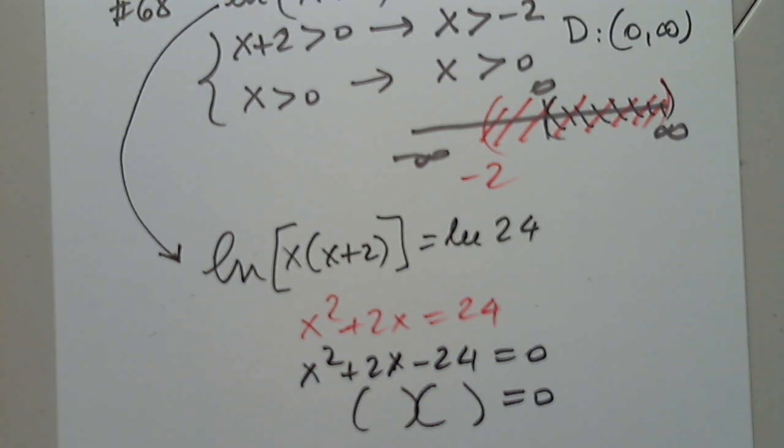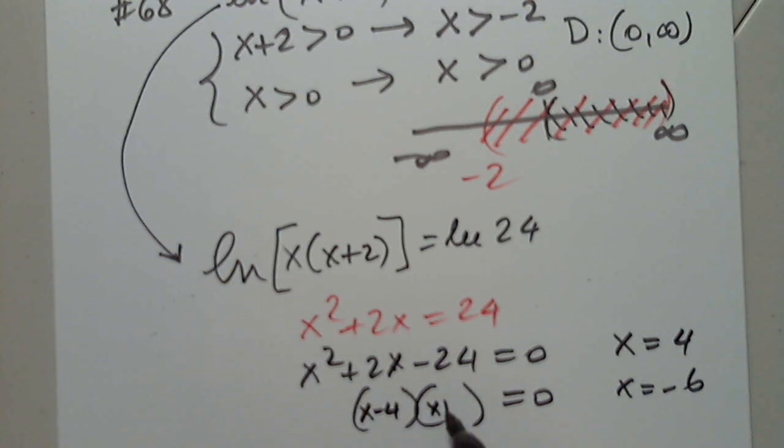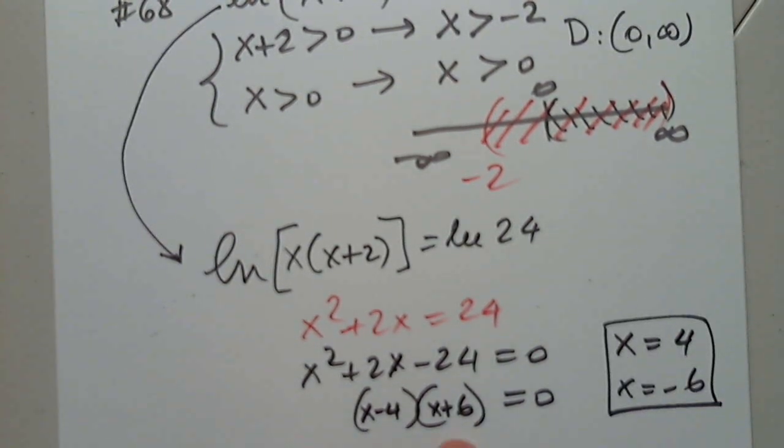This is acceptable in this class. I'm okay with that. So x equals 4 and x equals negative 6. Of course, this will be x minus 4 and x plus 6. That's how we get these. We don't need to use the polynomial root finder for something like this, but it's okay. I'm fine with that.